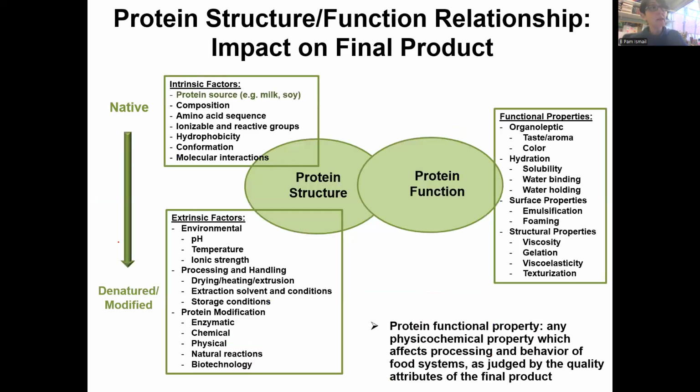Okay, and I think that's it. Now we talked about intrinsic and extrinsic factors impacting protein structure. We talked about these functional properties and how structure impacts function. We gave you a few examples of structure-function relationships. Next we'll be talking about a completely separate topic, which is the application of enzymes, because enzymes are proteins, so it's good to talk about that. And then we start talking about different protein sources: dairy, legumes, and cereal proteins.